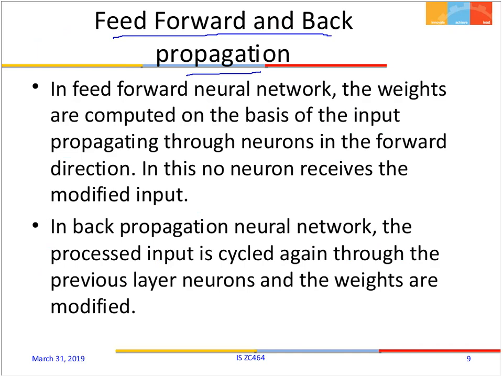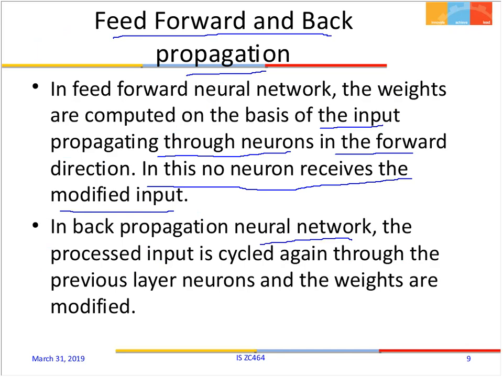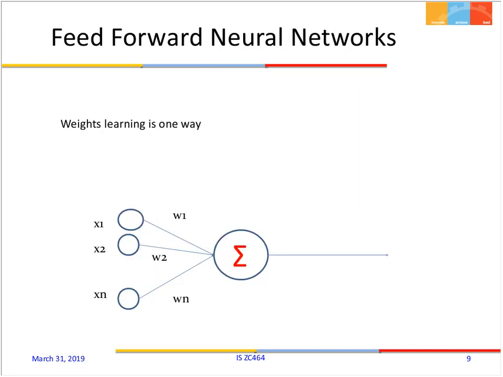So in a feed-forward neural network, the weights are computed on the basis of the input propagating through neurons in the forward direction. In this, no neuron receives the modified input, right? So we will see the structure of the feed-forward neural network, and then there is a special algorithm which is applied even to feed-forward neural networks, known as backpropagation. This neural network algorithm has the processed input cycled back again through the previous layer neurons, and the weights are modified. So let us look at this.